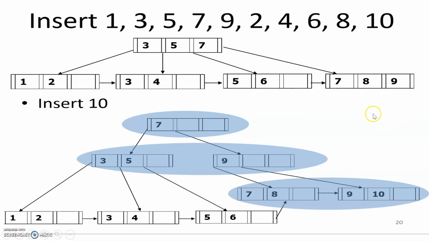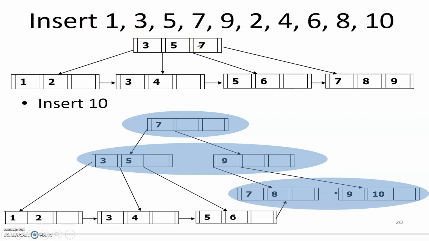Since it is making this node full, I'm going to split this and take 9 above. Towards the left of 9 will be 7, 8, and towards the right of 9 will be 9 and 10. Now when I take 9 above, this is making my index node full. My leaf node is already split, and now my index node is full.